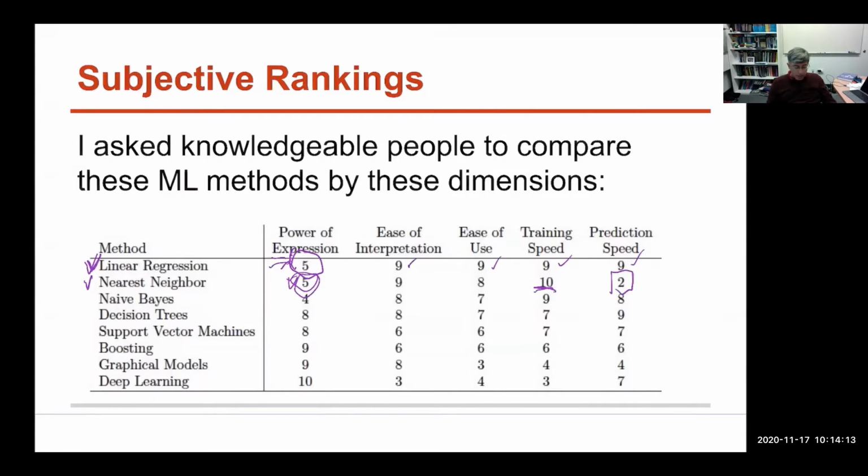Deep learning methods and some of the other fancier models have a lot of expressive power. They have the power to create very rich, high dimensional models. The trouble is that they are hard to interpret, hard for normal people to use, and can be expensive to train. Any questions about that?